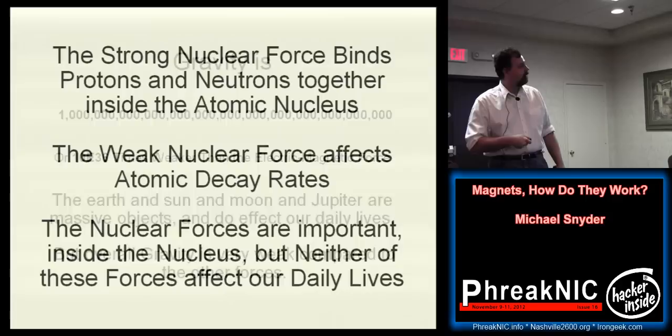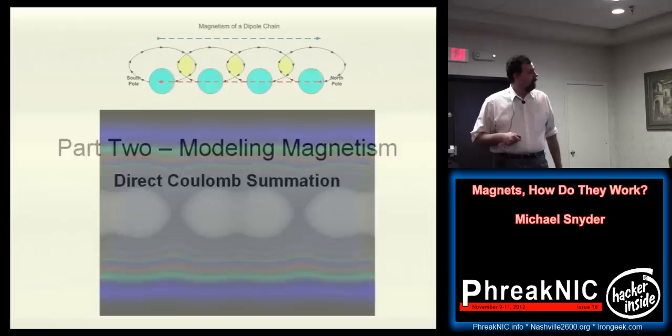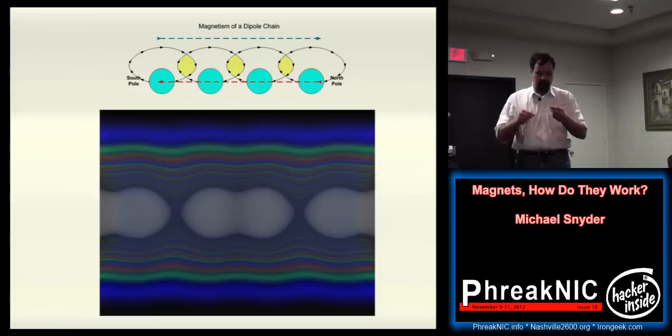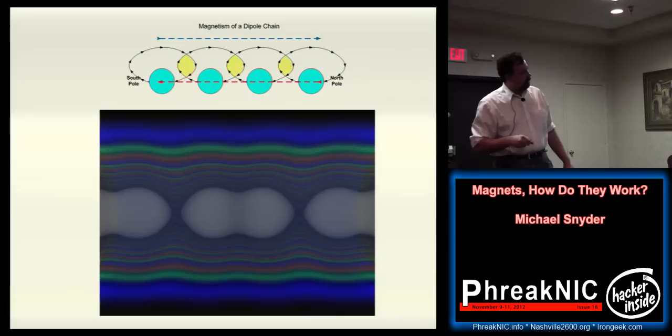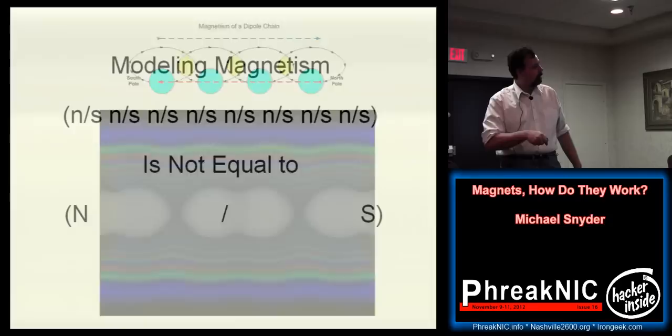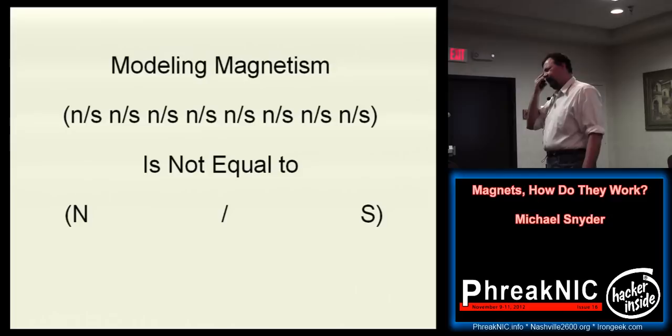Okay, so let's jump into modeling. We had the dipole chain. So a bunch of dipole chains produce a magnet. This is a bunch of dipole chains, and here I'm showing the potential energies. Basically, we have north-south, north-south, and this is the potential energy of the acceleration around a magnet. When I started doing this modeling, we did something like in 1910, 1920.